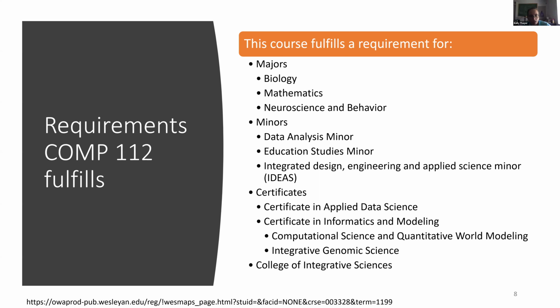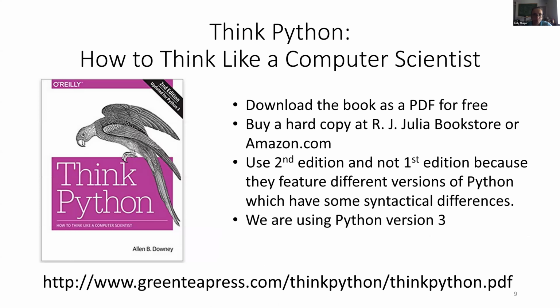And you can also use it in the College of Integrative Sciences, which is an add-on major that allows you to design your own major. The book that we use is Allen Downey's Think Python. So you can download the book as a PDF for free. So you can just go and get that online. The link is down here. It's also on your Moodle page and in the syllabus. You could buy a hard copy at RJ Julia Bookstore or on Amazon if you prefer that.